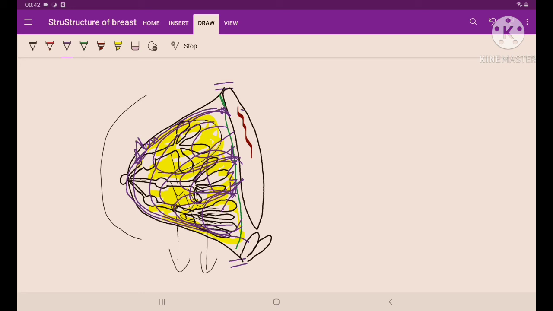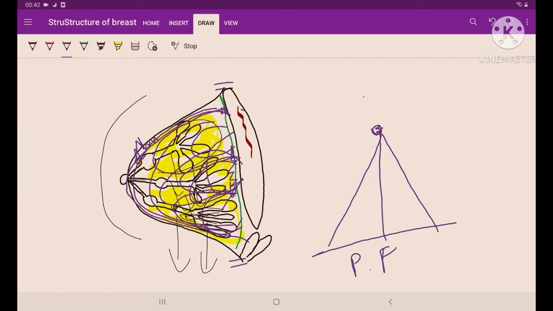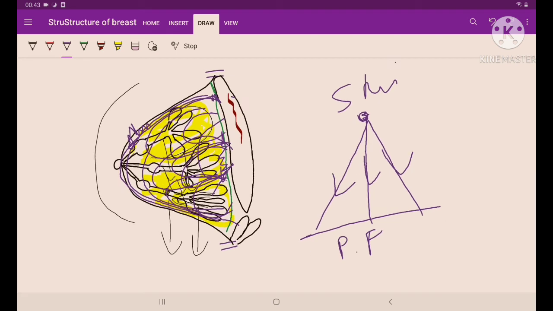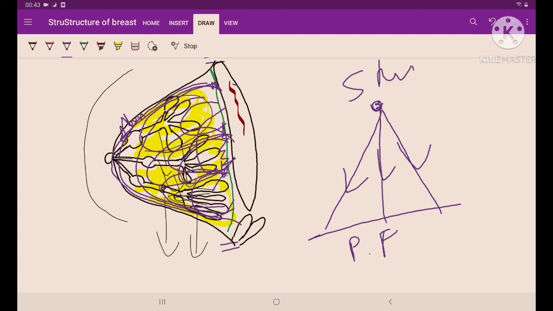So I will tell you how they work basically. Imagine this is a tent, and this is the pectoral fascia, and this is the skin. So the ligaments of Cooper are holding them in such a way that they are pulled towards the pectoral fascia. When these many ligaments of Cooper work together, that gives a round shape to the breast. That's a very important thing. Remember that. And that is what gives the shape to the breast, guys.